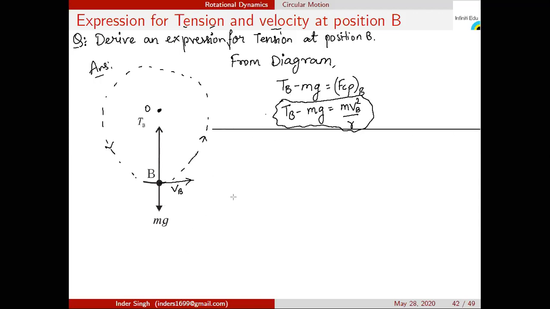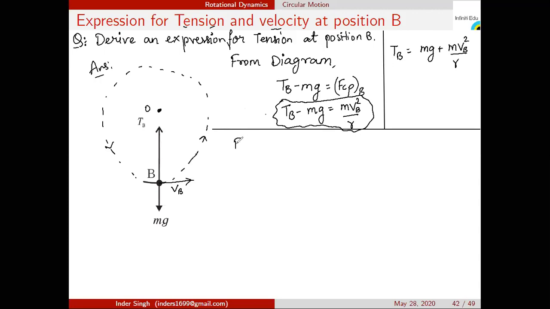Correct? So suppose precisely you want to get the value of tb. So what is the value of tb then? Precisely you can write tb is equal to mg plus mv square divided by r, where this velocity is vb. Okay, so mvb square divided by r.